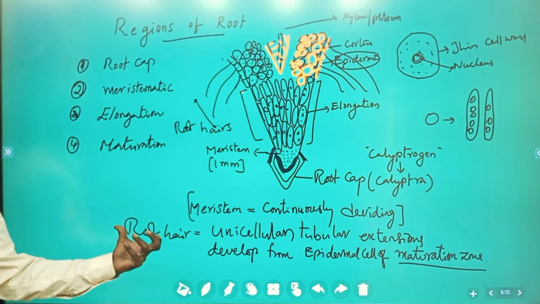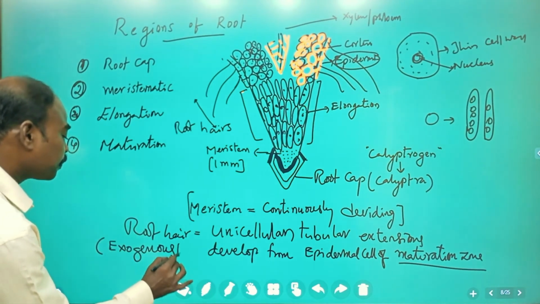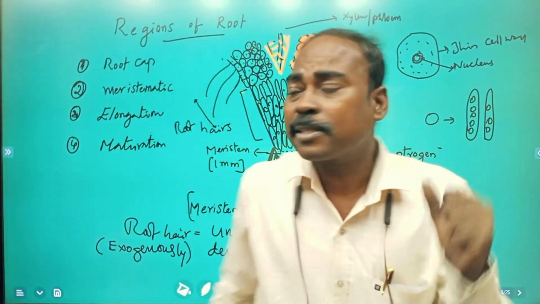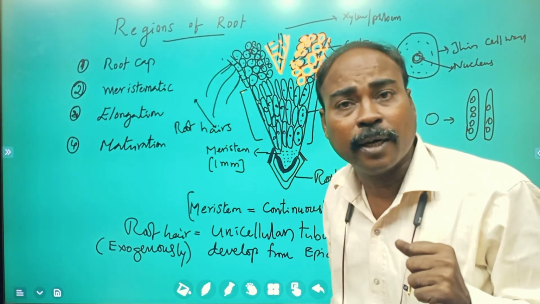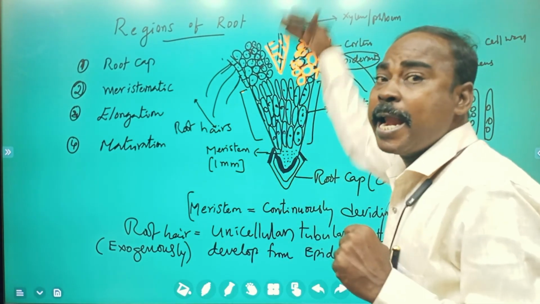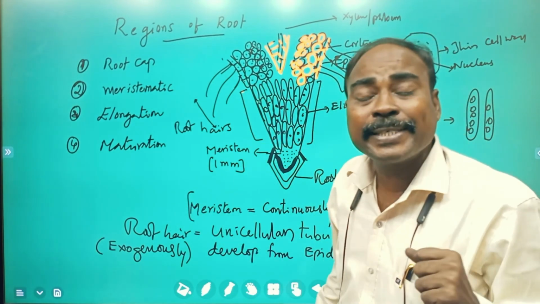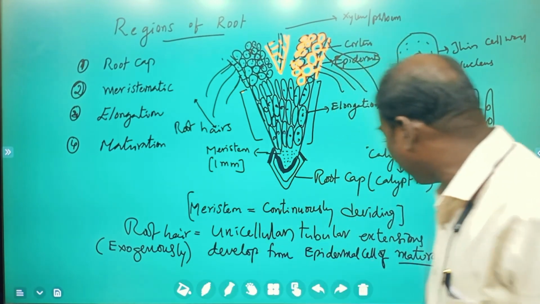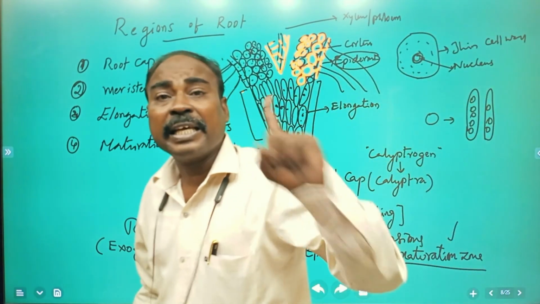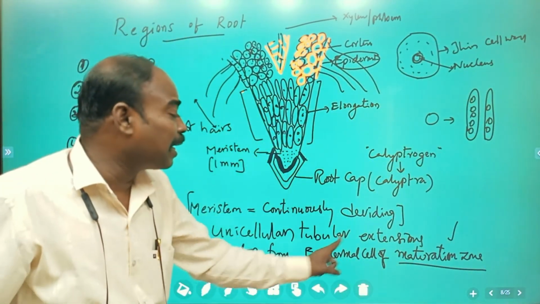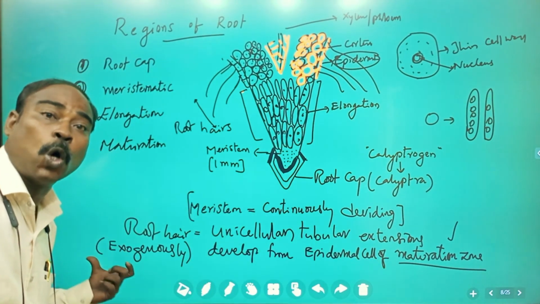So very, very important: root hairs are developed exogenously. Exogenously means they develop from the epidermal cells only, not from the centermost part of the root. It is a lengthwise section. So root hairs in the root epidermis are developed from the maturation zone only. These are single celled, only one cell. Tubular extensions developed from epidermal cells means exogenously developed.